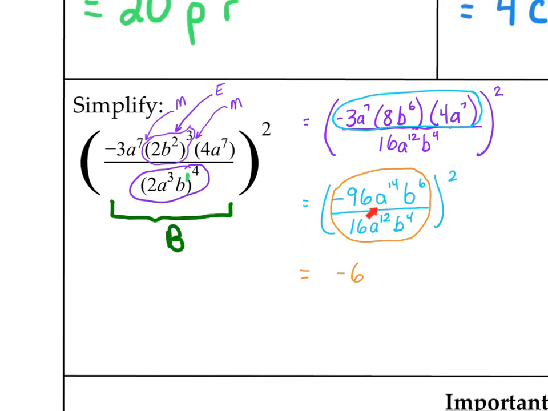For the a's, same base of a. This exponent is 14. This exponent is 12. So when you subtract those exponents on the a's, you get a to the 2. And for the b's, this b has an exponent of 6. This b has an exponent of 4. So when you subtract those exponents, you get b to the 2. And all of this still has that exponent of 2 on the outside.